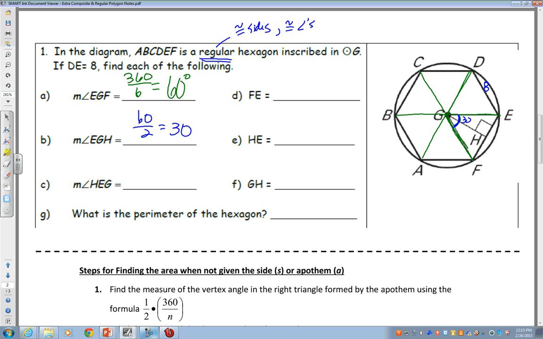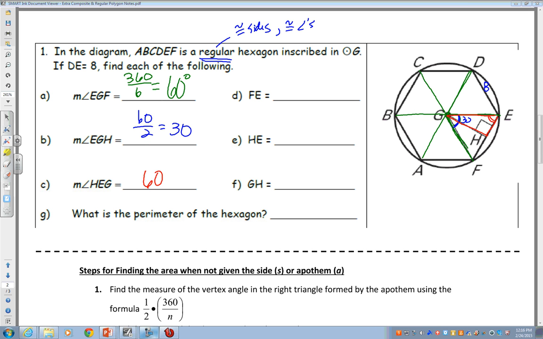So now they're asking you to find what the measure of HEG would be. H to E to G is over here. Yeah, it's 60. You see you have a right angle here, a right triangle? So we know 30, 60, 90. That's 60.